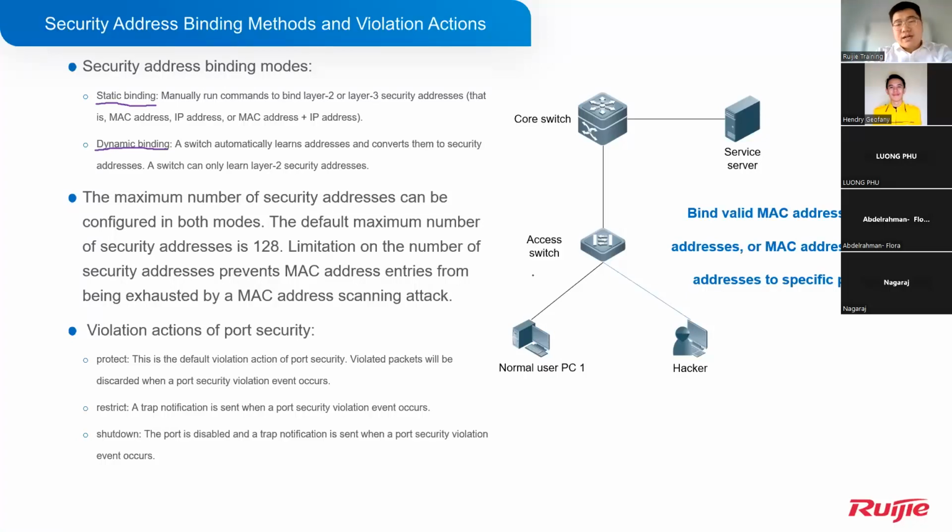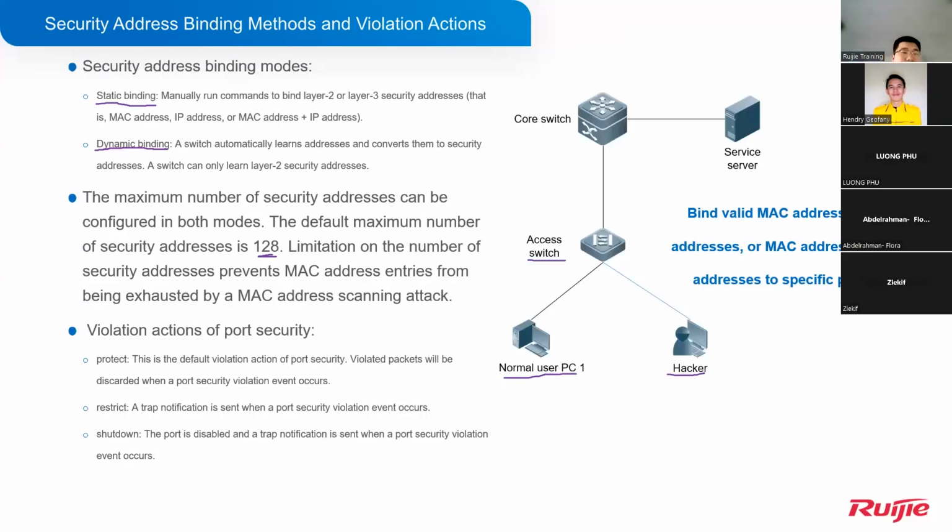So for this kind of access switch, this is a normal user, PC1, and this is a hacker, right? To prevent the attack from the hacker, we can bind the IP address and the MAC address of the PC1. The maximum number of security addresses can be configured in both modes. The default maximum number is 128. It's quite a large number. Limitation on the number of security addresses prevents MAC address entries from being exhausted by a MAC address scanning attack.